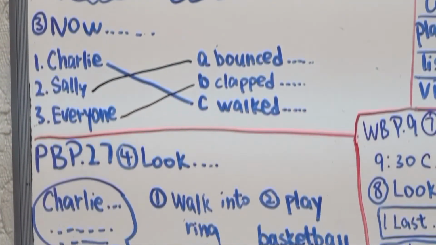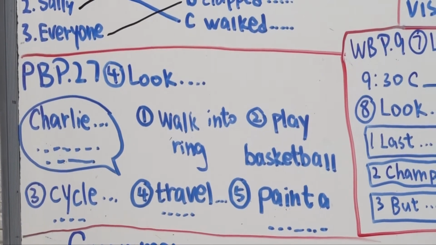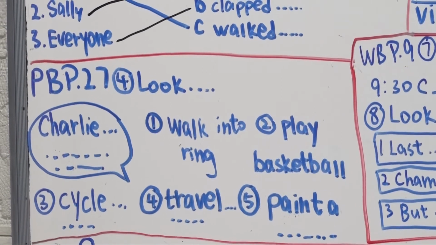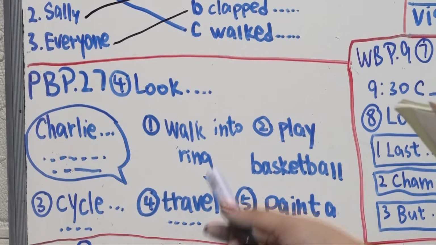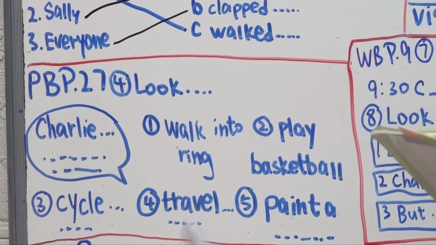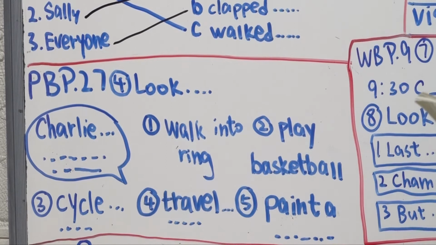It says look and say. There's an example here. It says Charlie walked into the ring with Sally. So actually that is the example of number 1. As you can see, picture number 1, the two people you see are Charlie and Sally, and the action is walk into the ring. So what changes is you have to change this action to past tense, the one we have learned last time. Verb and add ed. Walk becomes walked.